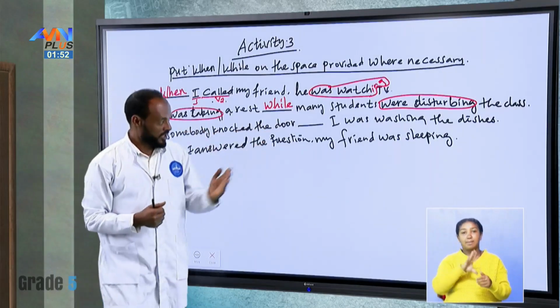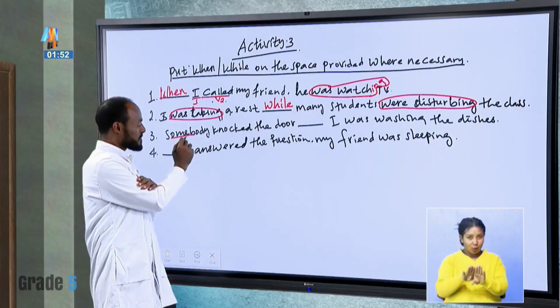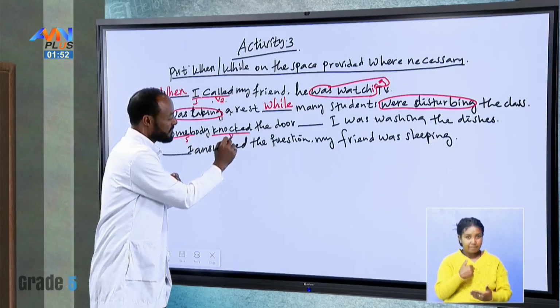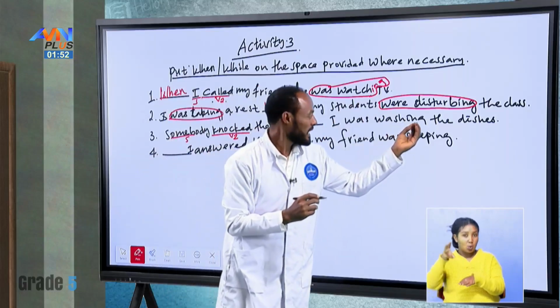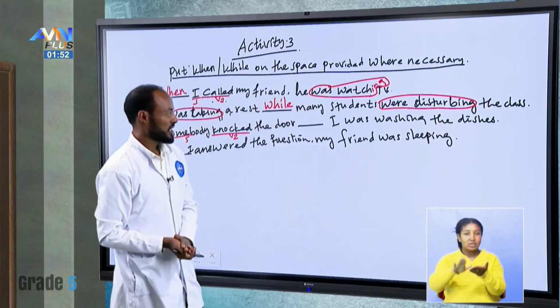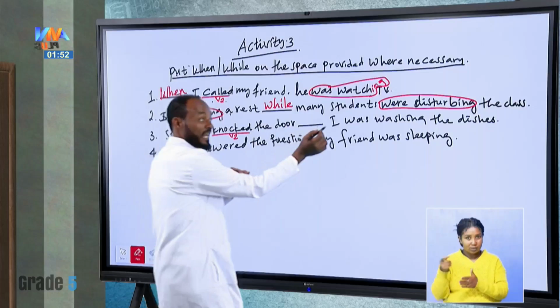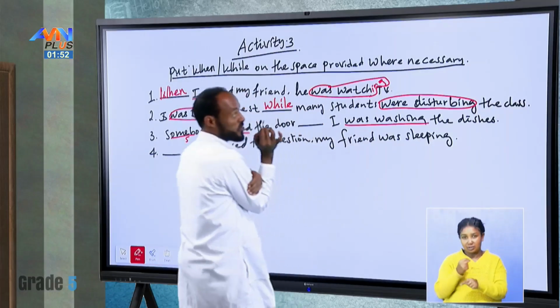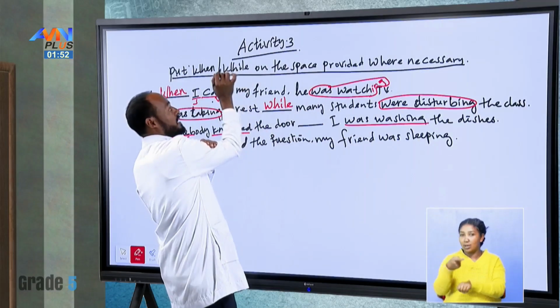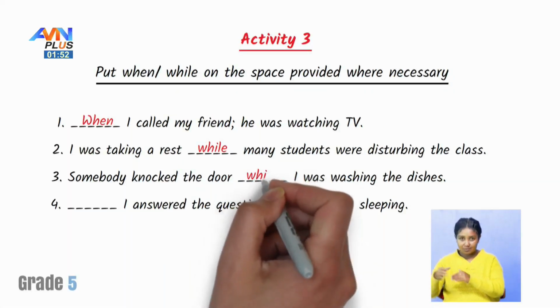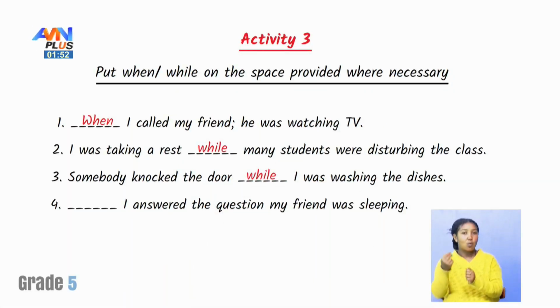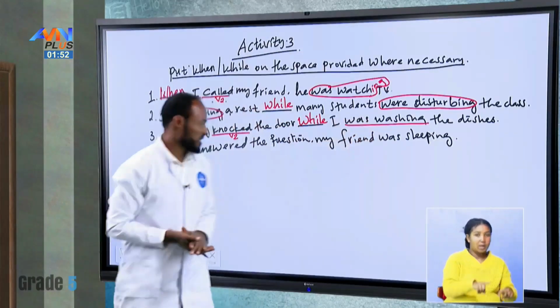Somebody knocked the door. Here, subject. Here is verb 2. The door, blank, I was washing the dishes. So, this one is long action. So, it could be used when, while. Yeah, while should be added here. While, because the sentence which we are talking about here has a long action.